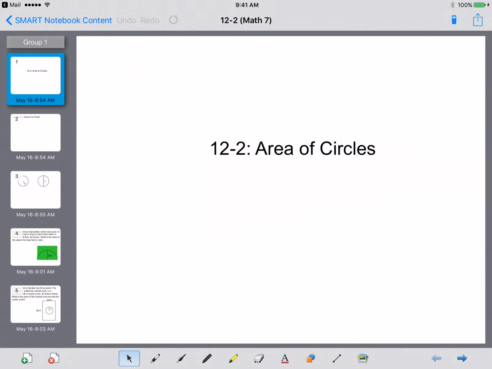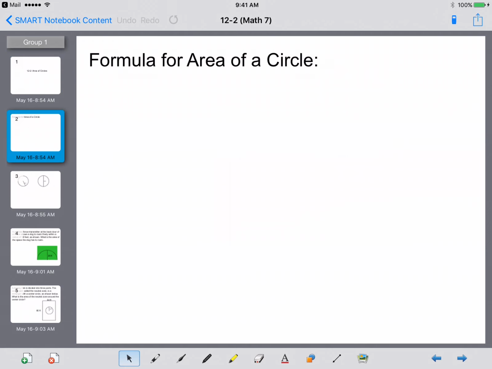We are now on to Chapter 12, Section 2, the area of circles. So what we need to know is the formula for the area of a circle. And just a reminder, the area is the total amount inside of whatever the figure is, of a two-dimensional figure at that. So our formula for the area of a circle is area equals pi r squared.